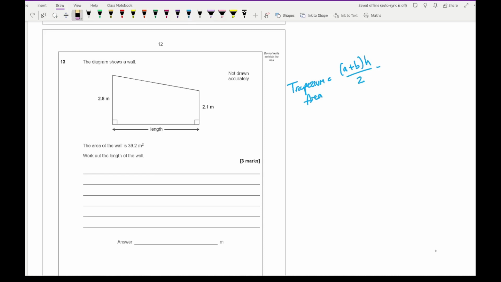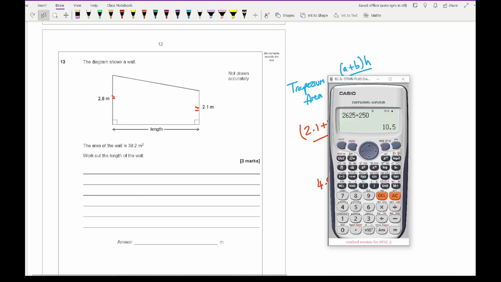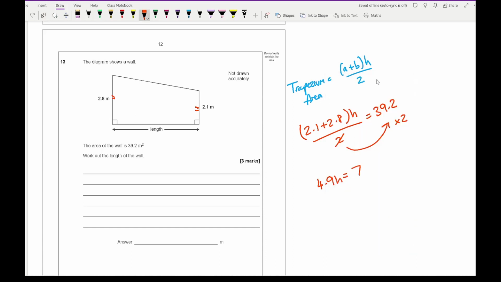So for this, let's have a look at substituting numbers in. Now 2 parallel sides are 2.1 and 2.8, so what we've got is 2.1 plus 2.8. Now the height is what I don't know, so I'm just going to call that h, divided by 2, and it says that that is equal to 39.2. So what I'm going to do is take the 2 over to the side by multiplying by 2. So then I've got 4.9h equals 39.2 times 2 equals 78.4. And then if I divide by 4.9, I get what h is.